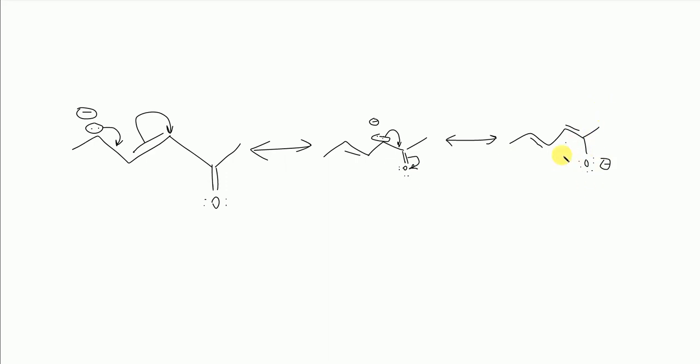Okay, do I have anything else that I can do? No, I'm done. There's nowhere else to go. Put it in brackets. And this is our resonance. Okay, now what is my major form? So now I have negative charge on a carbon, negative charge on a carbon, and negative charge on oxygen.